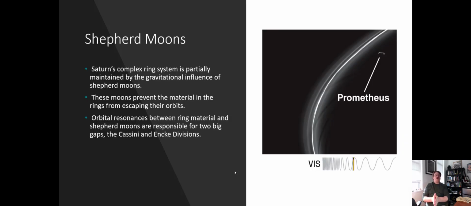These divisions, again, are caused gravitationally. Certain moons, instead of keeping the material constrained into these ringlets, push the material out and create these large gaps that we see. Cassini and Encke are the largest of the two, but there are a number of other gaps between them. So let's move on to Uranus and Neptune.